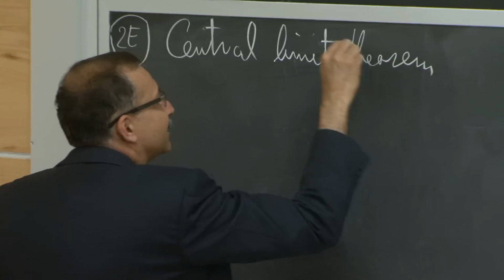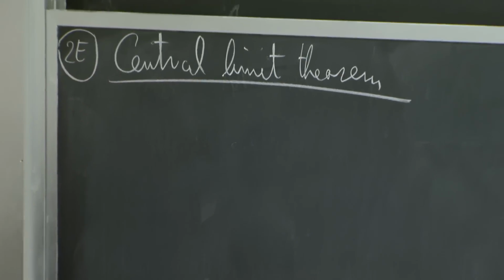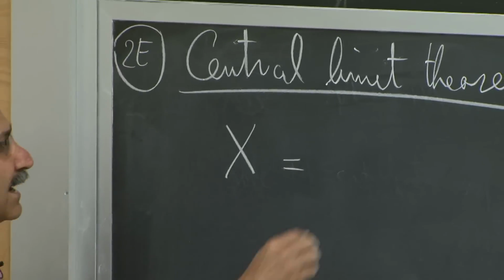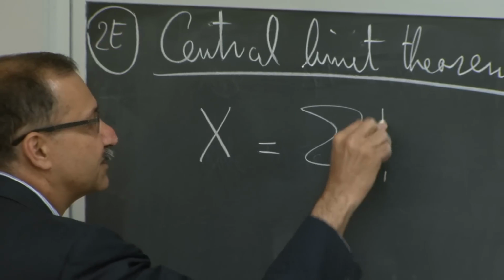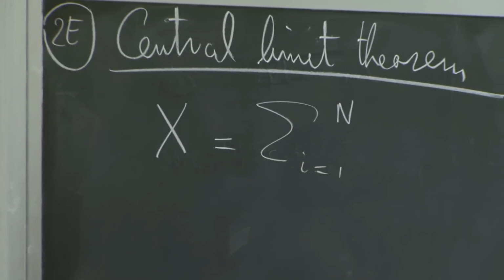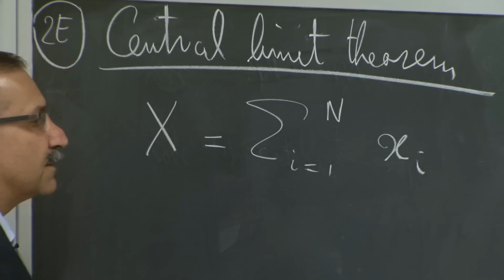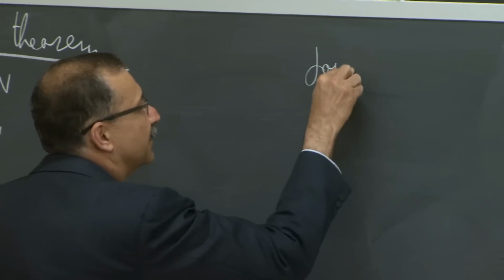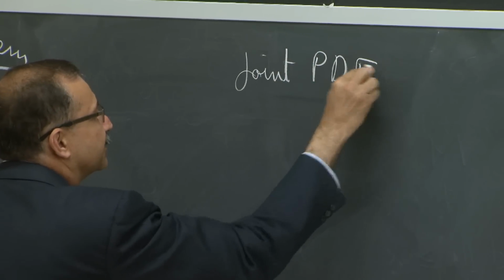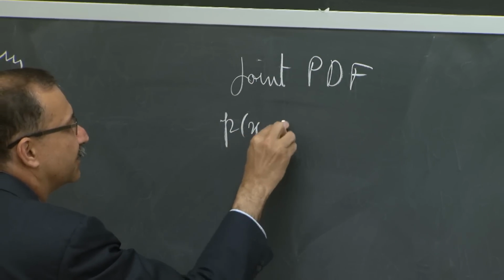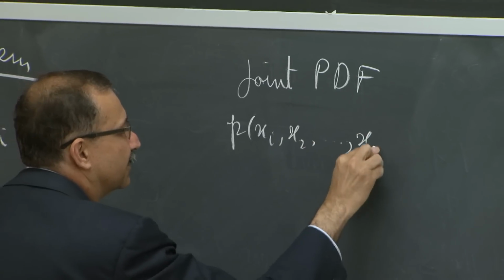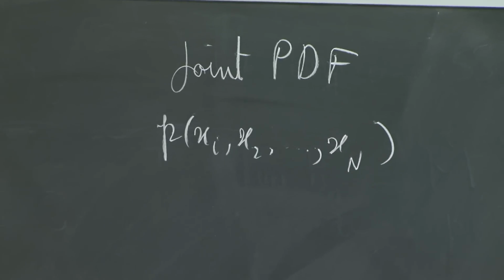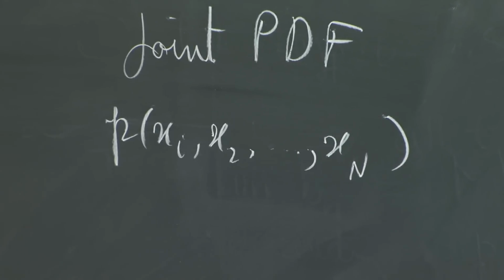Which pertains to adding lots of variables together to form a sum. And the control parameter that we will use is this number of terms in the sum. So in principle, there is a joint PDF that determines how these variables are distributed. And using that, we can calculate various characteristics of this sum.